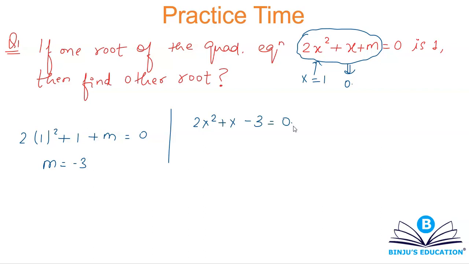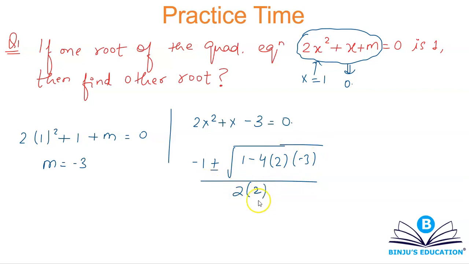Now you can either do middle term splitting or you can use the formula. Can we do middle term splitting? Yes, we can do. Or you can use the formula if you're not that comfortable with middle term splitting. So if I use the formula, then it's minus b, which is minus 1, plus minus square root of b square, which is 1, minus 4 into a into c with their respective signs, divided by 2 into a, which is 2 into 2. It's like minus 1 plus minus square root of 4 into 2 is 8, 8 into minus 3 is minus 24, and there's a negative sign here also.